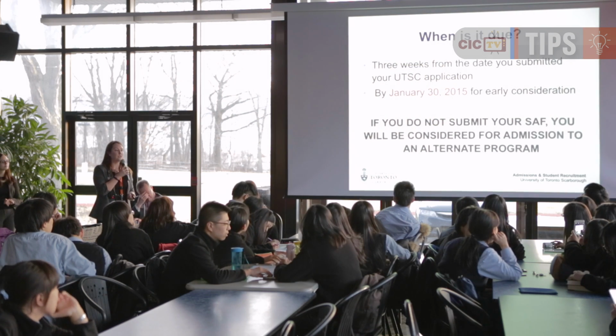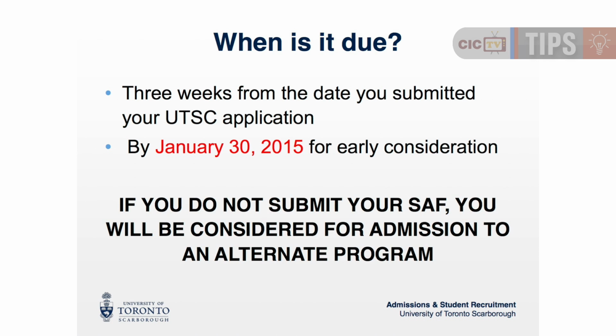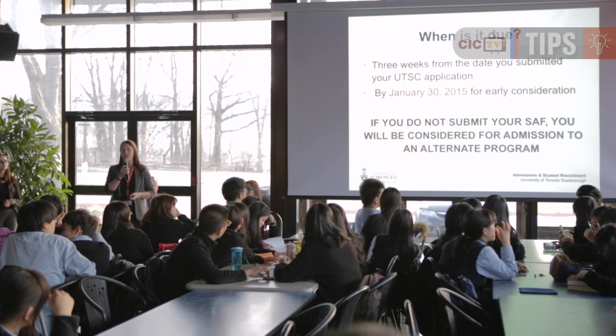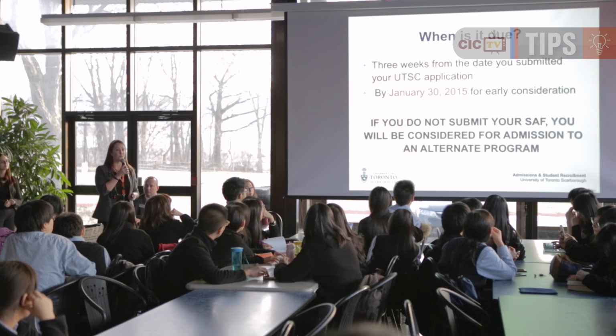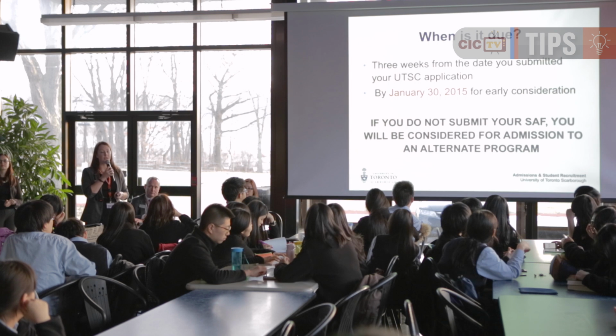So if you are indeed required to submit a supplementary application form, please try to do so within 3 weeks of applying to UTSC, or by January 30th of this year, to be considered in our earlier rounds of admission. It is critical that you submit the supplementary application form if you want to be considered for your program of choice. If you do not submit your SAF and you are required to do so, we unfortunately will be unable to consider you for your chosen program, but we will consider you for an alternate offer of admission to a different program area.